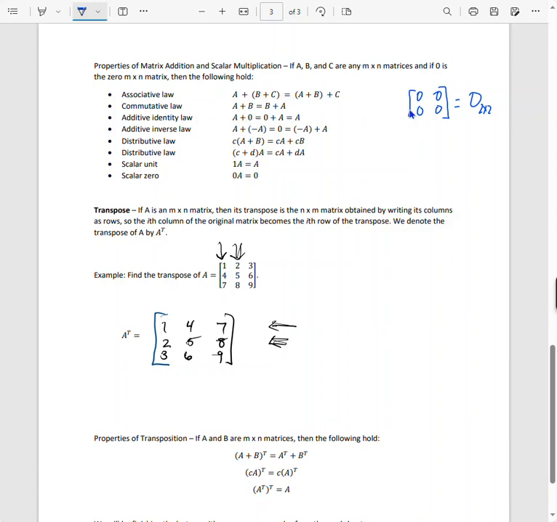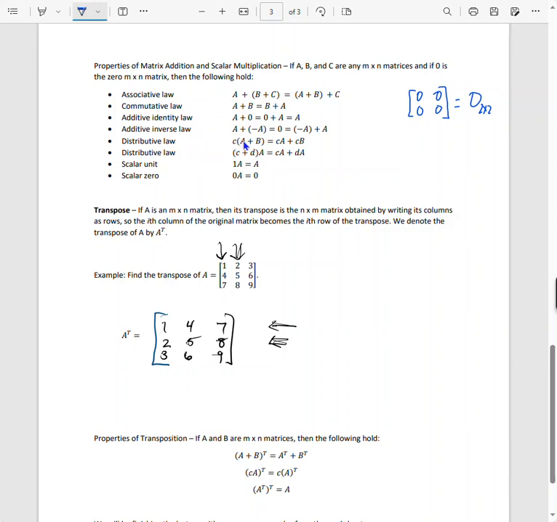If you add the 0 matrix to any matrix A, it's the same as adding 0 on the right or on the left. You just get the matrix A back again. Additive inverse law. If you multiply every entry in A by a -1 and then add it to the original matrix A, you'll get back to 0. That's saying 2 plus -2 is 0 in a fancy way because it's no longer 2, it's a whole matrix, but same idea. Distributive law in two ways.